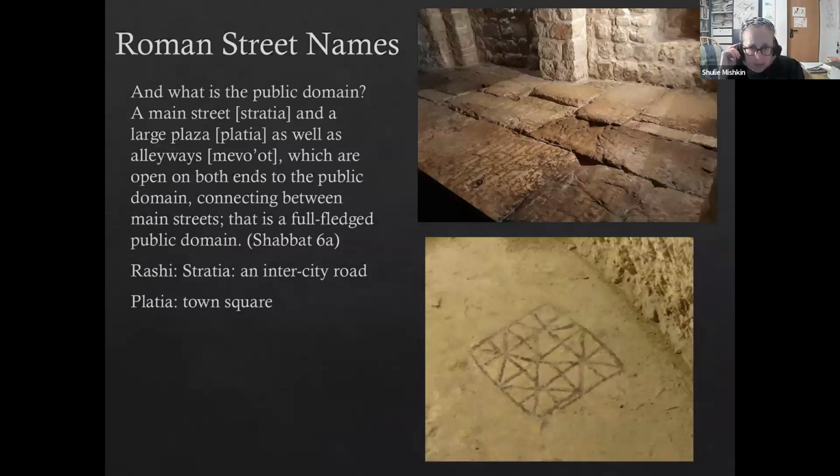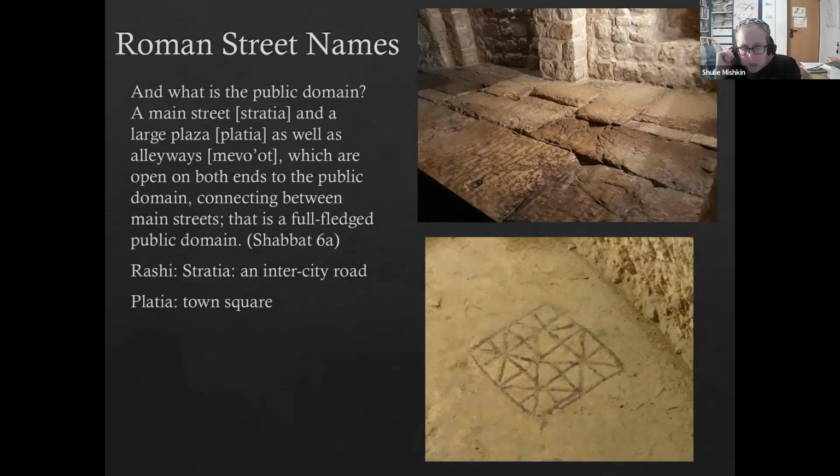What is the public domain? What is the Reshut HaRabim? It mentions a few different things. A stratia and a platia, as well as an alleyway, a mavo, which is open on both ends, mavoi mefulash, connecting between main streets. That is a Reshut HaRabim. Now, what's interesting to us here are these terms, a stratia and a platia. This is not Hebrew, this is not Aramaic, this is Latin, Greek. Rashi explains what it is.